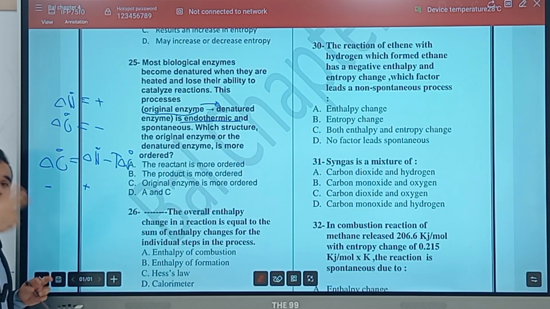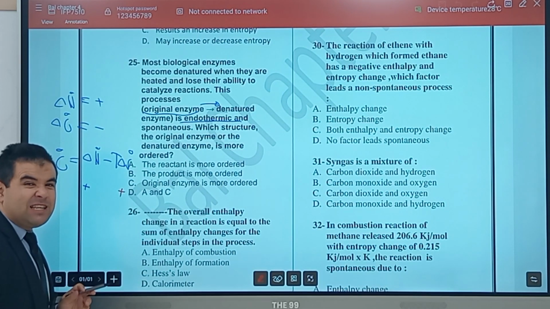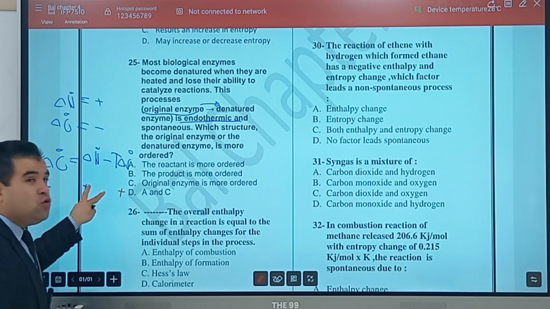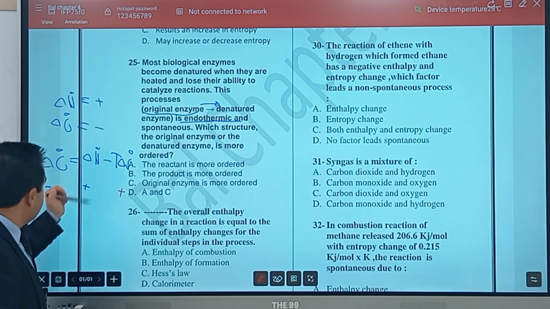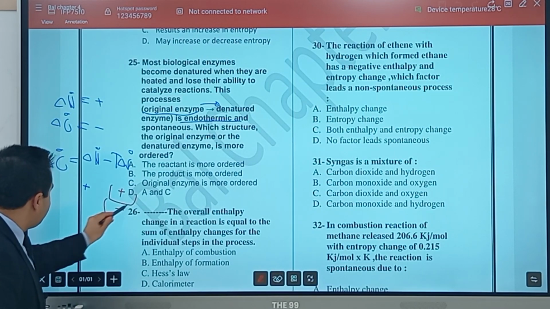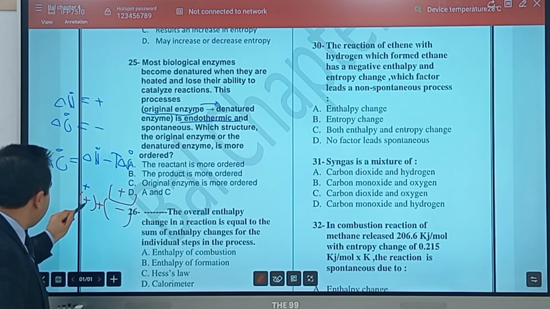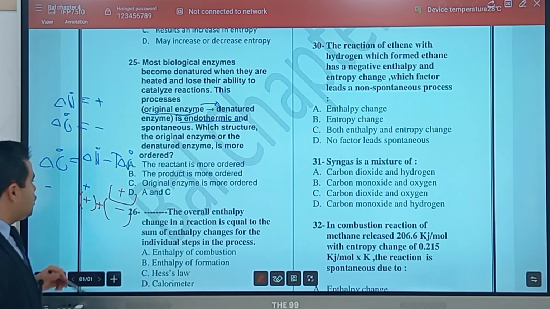There are 2 possibilities, positive or negative, but let us check both. Let us suppose it's positive. If these 2 are positive, is there a possibility for delta G to be negative? Let us check. Negative multiplied by positive results in a negative value plus positive. So yes, at a high temperature, this delta G is possible.